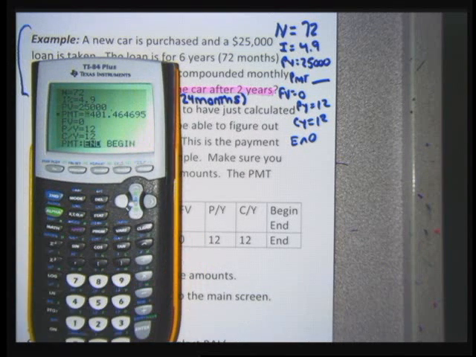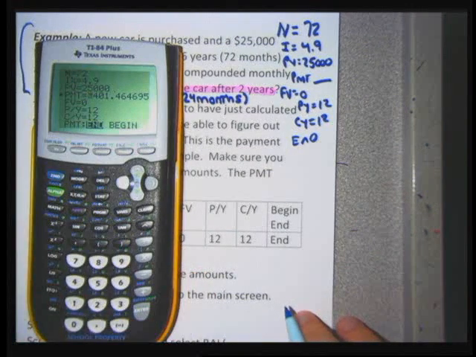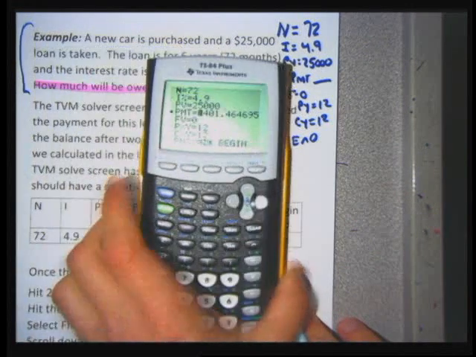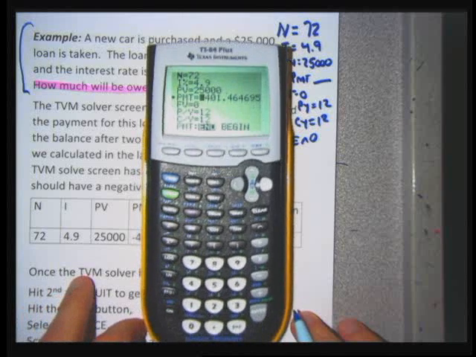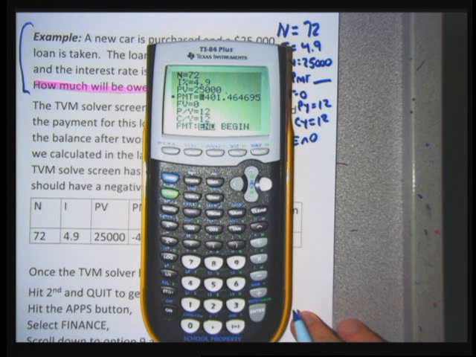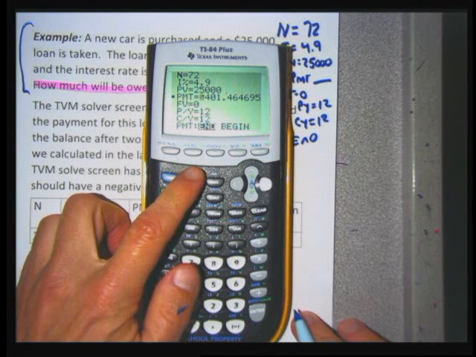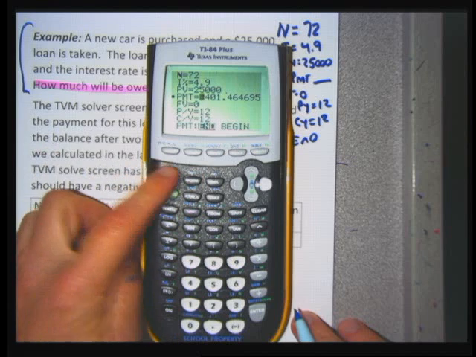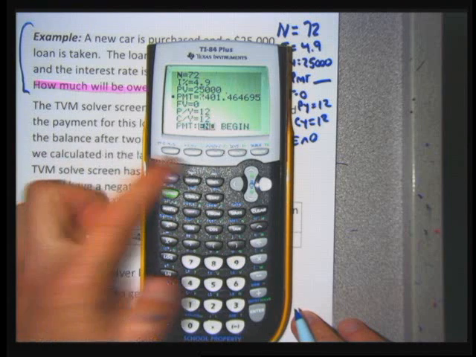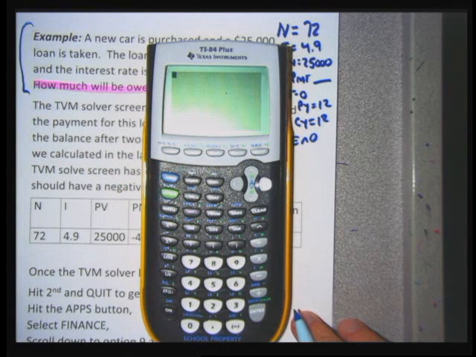So my TVM solver needs to look just like it looks right now. It has to have the monthly payment in the TVM solver. And once I have the monthly payment in the TVM solver, if I want to find the balance after 24 months, I hit the second button and then the mode key. So I'm going to hit second and then mode, and my calculator comes back to the main screen.